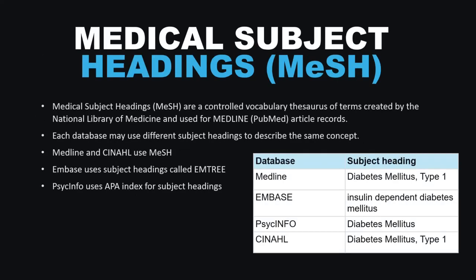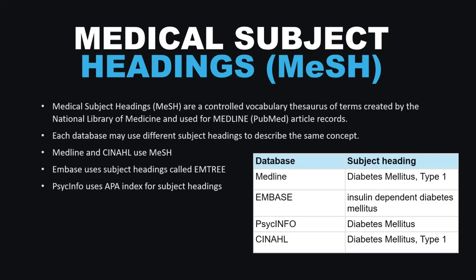Medical subject headings, often referred to as MeSH, are a controlled vocabulary thesaurus of terms created by the National Library of Medicine and used within Medline, PubMed and CINAHL. They give uniformity and consistency to the indexing of literature within databases. They have scope notes to help you define the concept, and they are updated yearly.